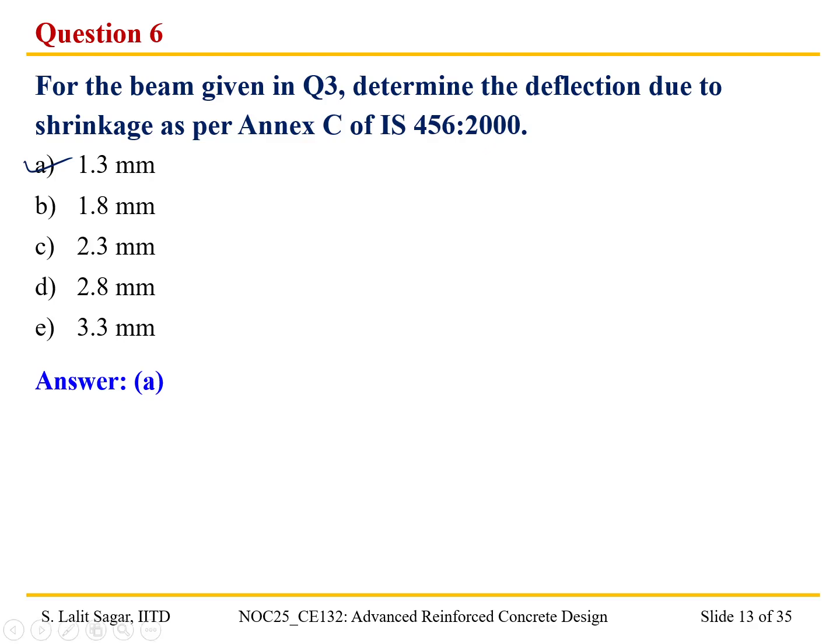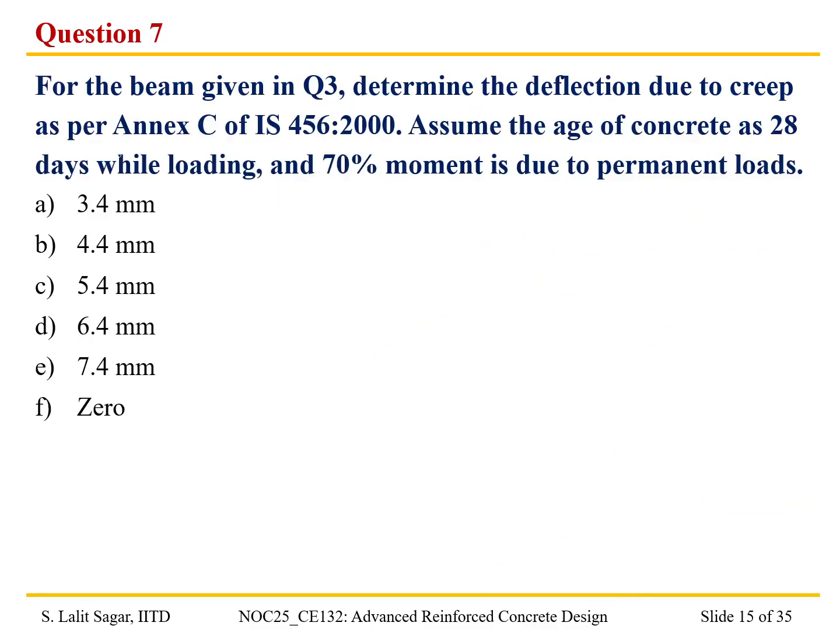The shrinkage effects and the creep effects start to kick in a few months or few years after the construction has been completed, where you can see the effects predominantly of these factors, right? So the deflection of the beam due to shrinkage is 1.3 millimeter. Okay, let us proceed to the next question now.